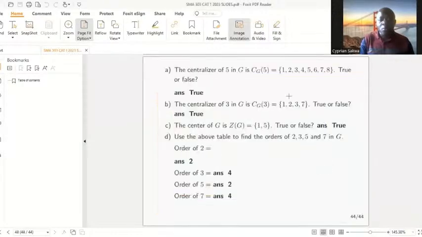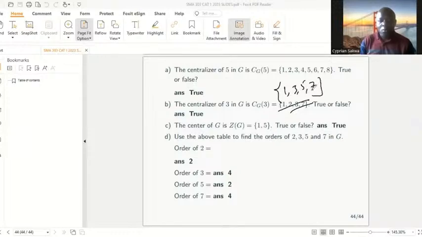We had disqualified 2 as not being in the center because it did not commute with 3. Because this is not correct, this is supposed to be 1, 3, 5. So we disqualified it. The center has 1 and 5. We disqualified 4 because 4 did not commute with 3. I didn't want to check other elements that it does not commute with, but since it did not commute with 3, it does not commute with the other elements, and therefore can never qualify to be in the center. 6 also did not commute with 3, and therefore does not qualify to be in the center.